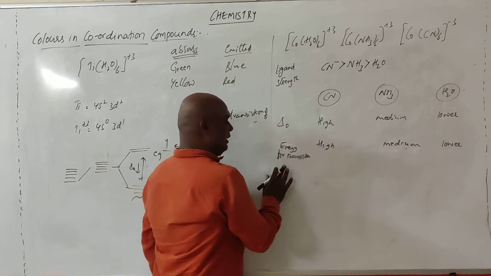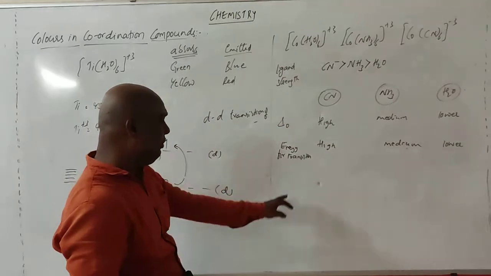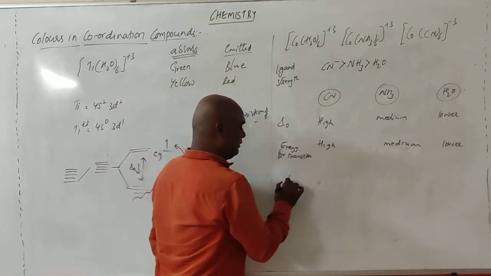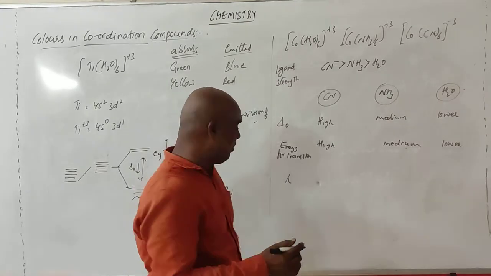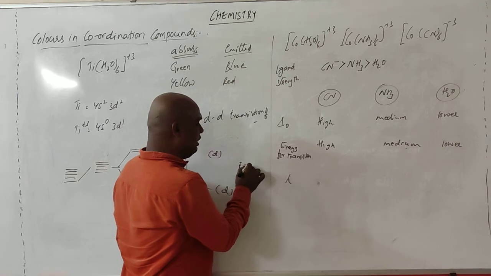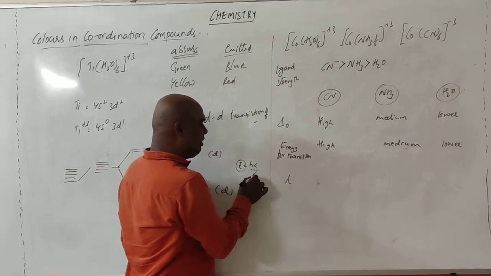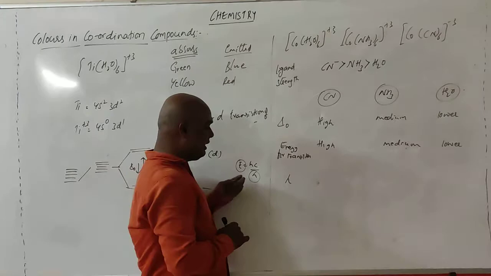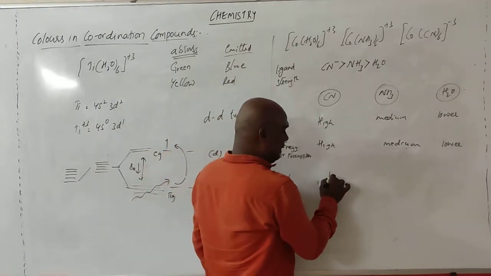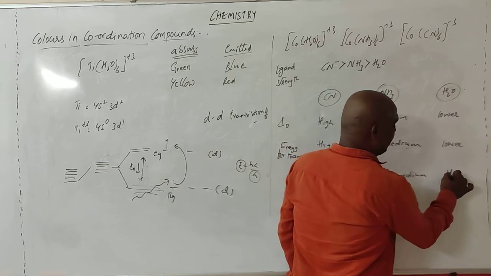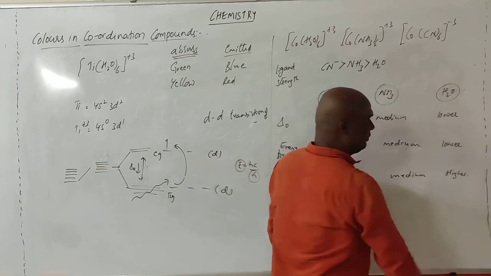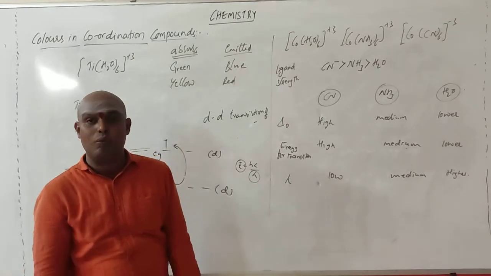Now if you go for the wavelength, wavelength and energy are inversely proportional. First we learned E is equal to hc by lambda. Energy and wavelength are inversely proportional. If energy is high, wavelength will be low. So this is what happens: this is low, this is medium, and this is higher. So this is the pattern we will be having.